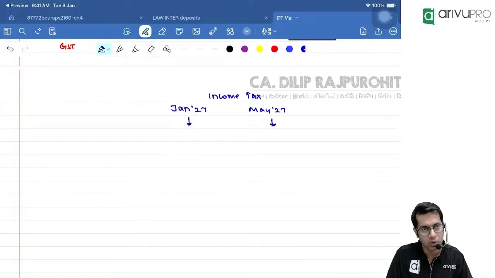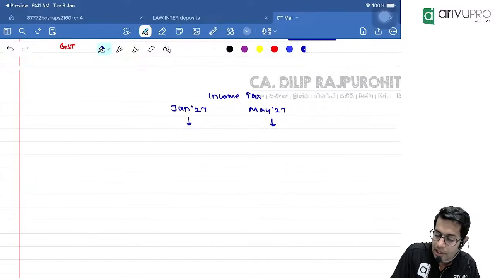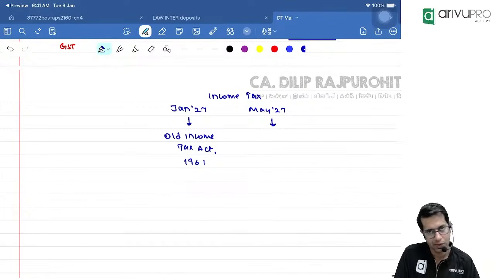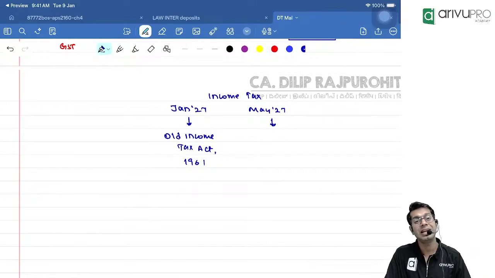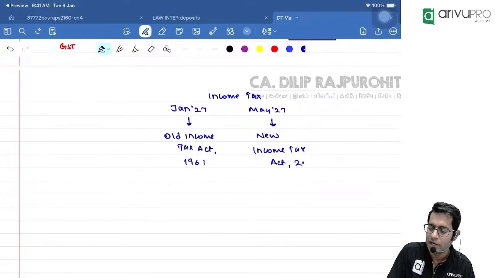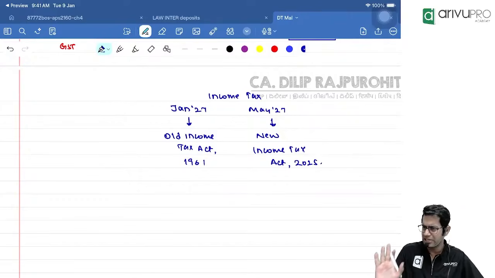If you are a person writing the examination in September 26 or January 27, you have to study the old income tax act, which is nothing but the Income Tax Act 1961. But May 27 and onwards students, they have to study the New Income Tax Act (2025). That is the only change.